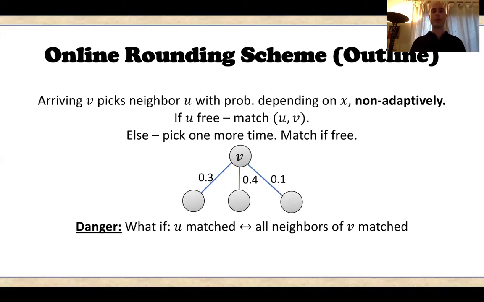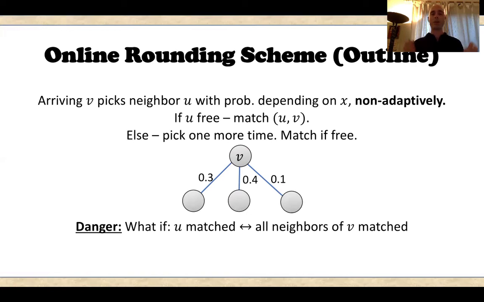Okay, and why do we need to argue this? If all the neighbors of V are perfectly positively correlated, as an extreme case, then if V picked a neighbor as its first pick, and this neighbor was already matched, well, that will also be the case for all the other neighbors, and the second pick will not increase the marginal probabilities of V to be matched to any of these neighbors.